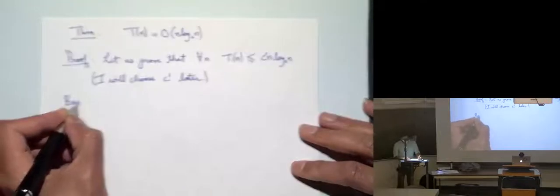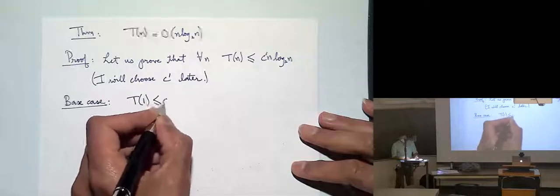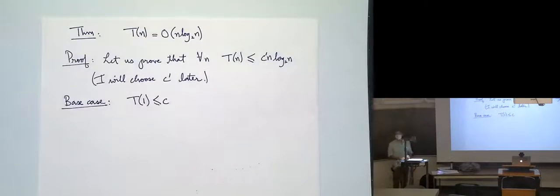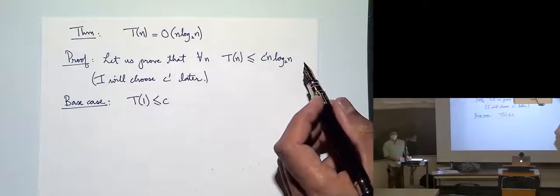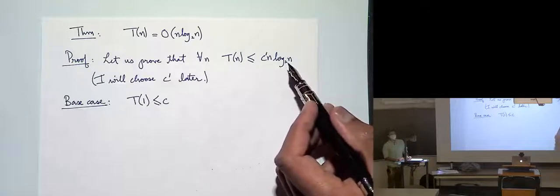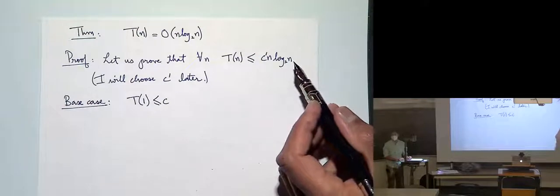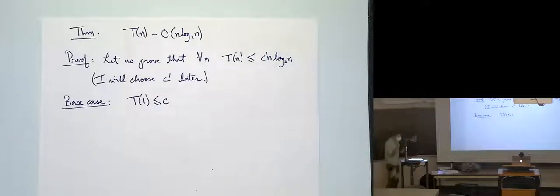So what is the base case? The base case is T of 1 is at most C, right? So technically it looks like I have a bit of a problem here, because when I put n equal to 1, I get 0. It's not going to work. This is a minor hitch, so let me do something.